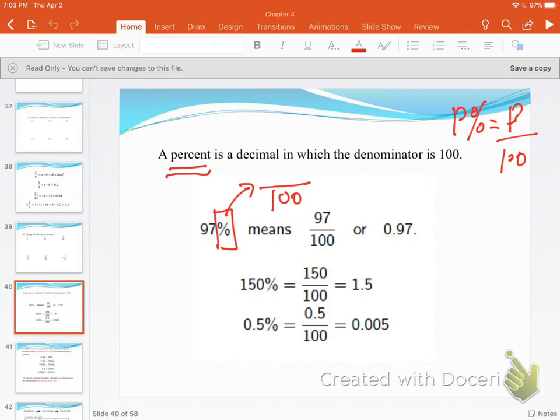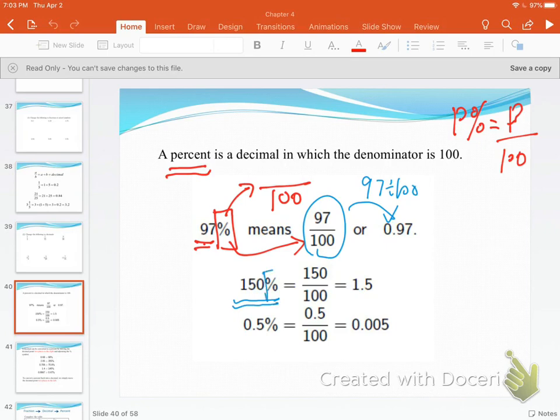So here's the example, 97%. Percent means over 100, so 97% is 97 over 100. If you use division, 97 divided by 100, you will get 0.97.